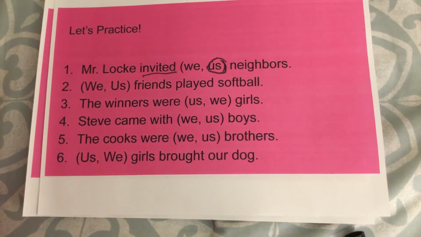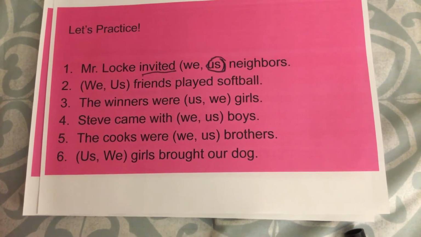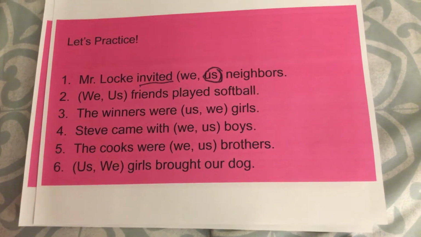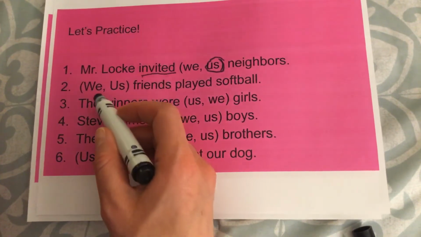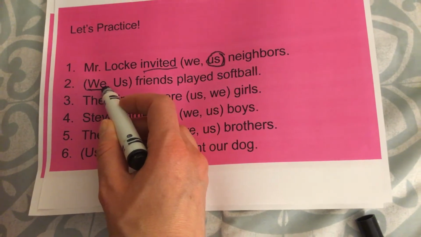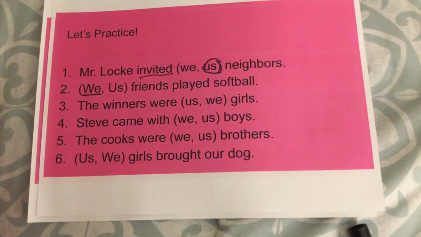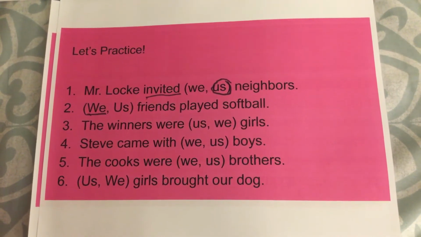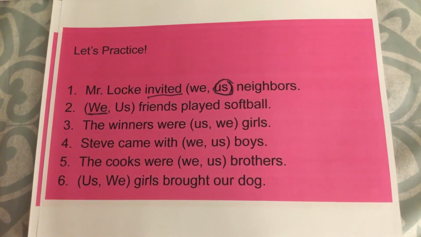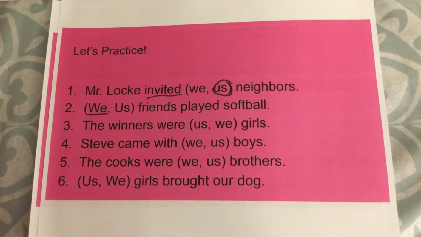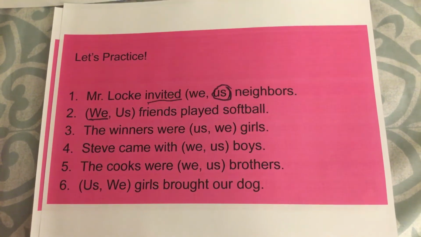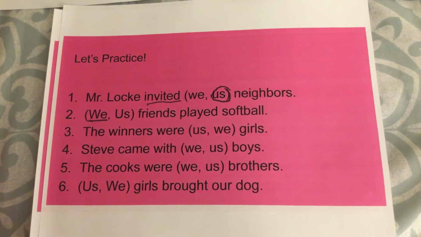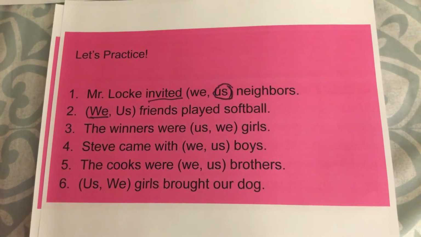Next sentence. We or us friends played softball. Well, at the beginning of the sentence, we usually use we. Maybe I'll underline them. That looks better. We friends played softball, or you can shorten it to say we played softball. Number 3, the winners were us or we girls. I want you guys to think in your head right now which one you would pick.